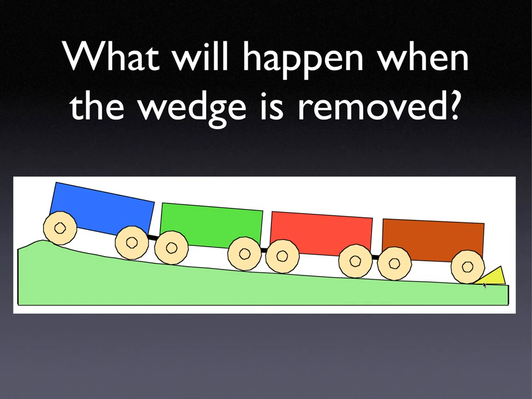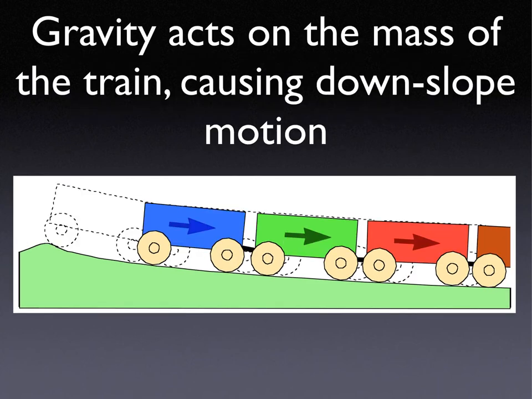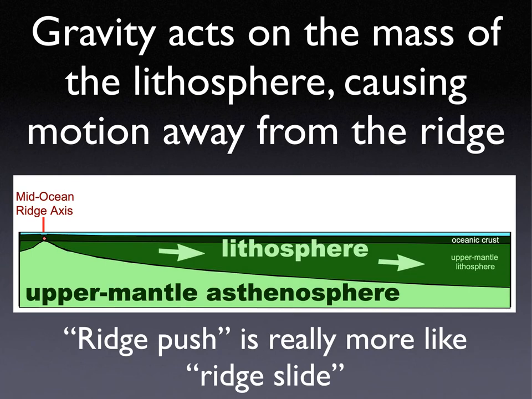And I said, well, what would happen if I put some little toy wooden cars on top of it and held them in place with a little wedge? And so there they are sitting on this inclined surface. What would happen if I pull the wedge out? Well, you know what would happen. They would move. And so it turns out that the lithosphere moves away from the mid-ocean ridge because it's got a boundary at the bottom that is curved or not horizontal, and it's being acted on by gravity. So gravity acts on the mass of the train, causing downslope motion. Gravity acts on the mass of the lithosphere, causing motion away from the mid-ocean ridge.